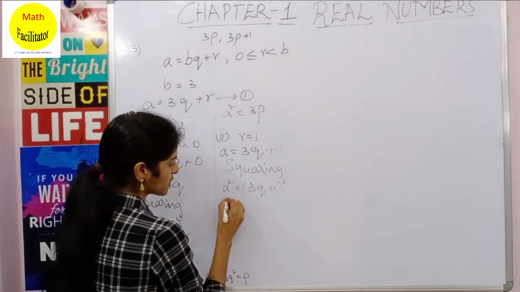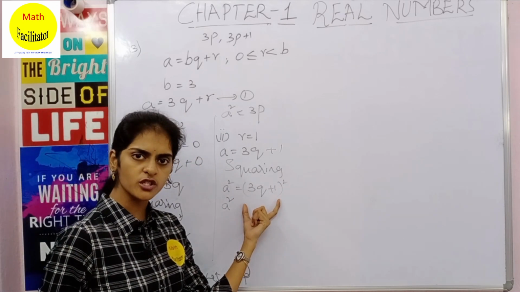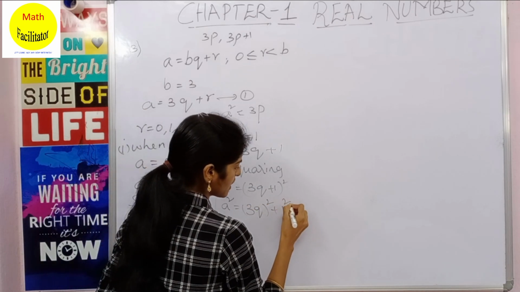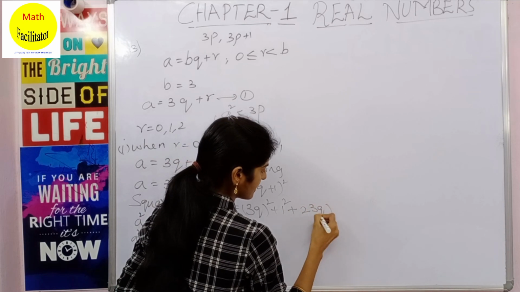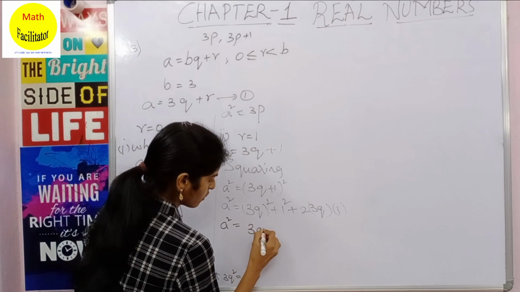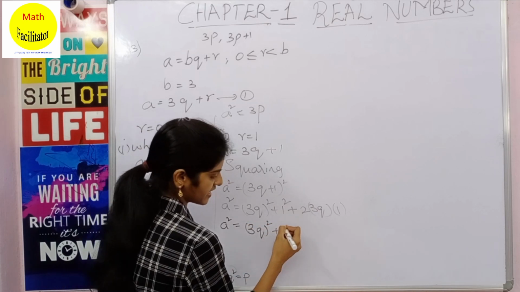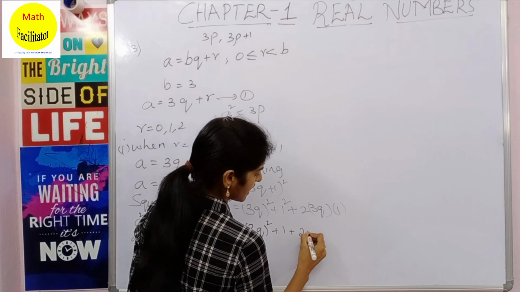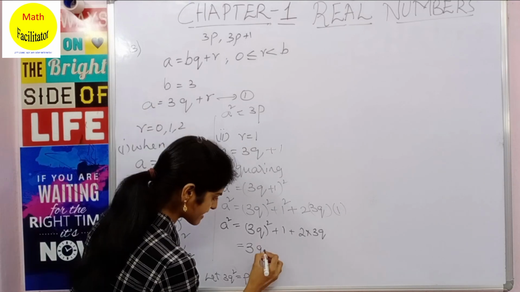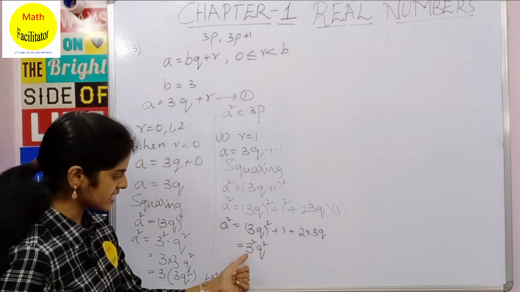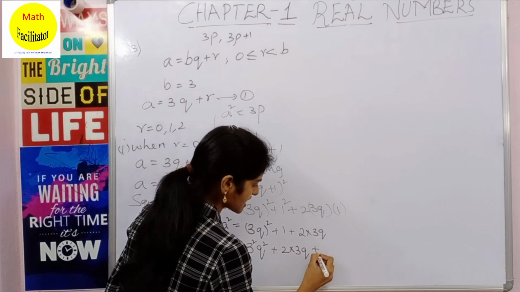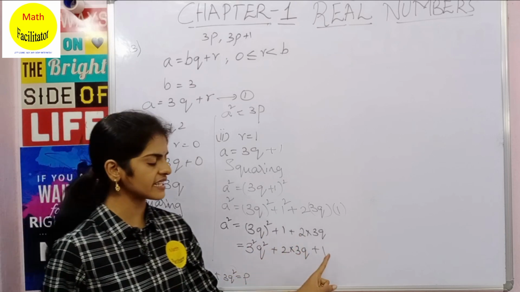Clear? So a square is equal to, you know the formula of a plus b whole square, it is nothing but a square plus b square plus 2a into b, right? So a square is equal to 3q whole square plus 1 square, which is 1, plus 2 into 3q into 1. It gives you 2 into 3q. Let us rearrange it and write it here. Now this is nothing but 3 square q square plus 2 into 3q plus 1. The 1 I am writing at the end.